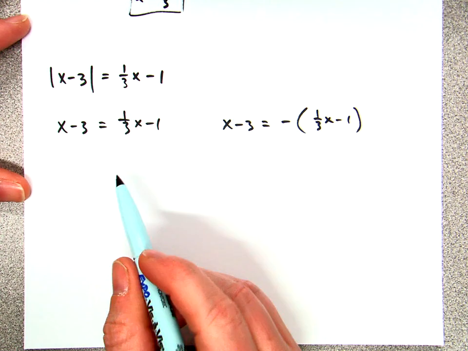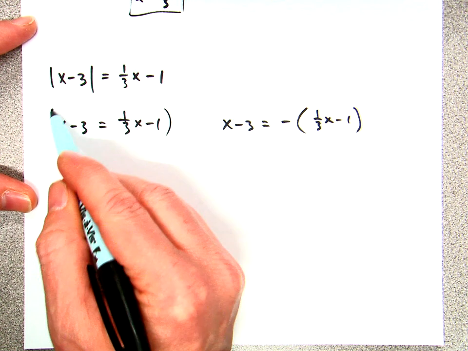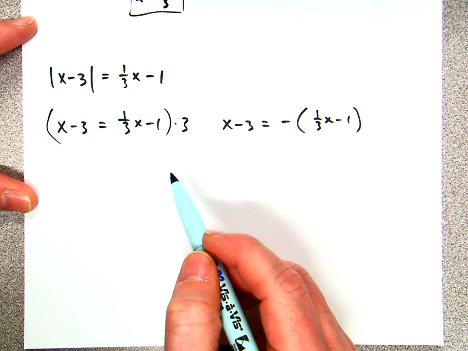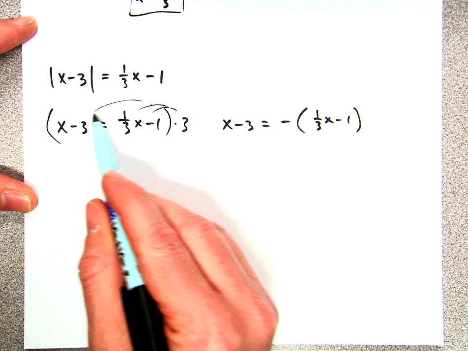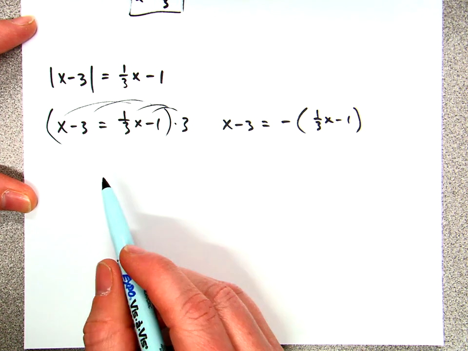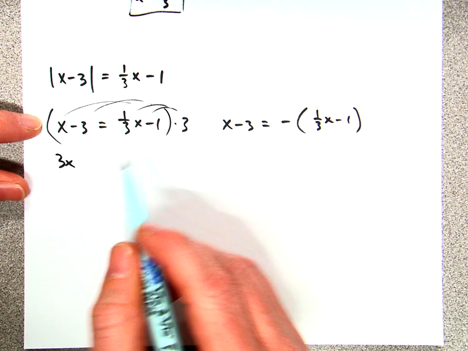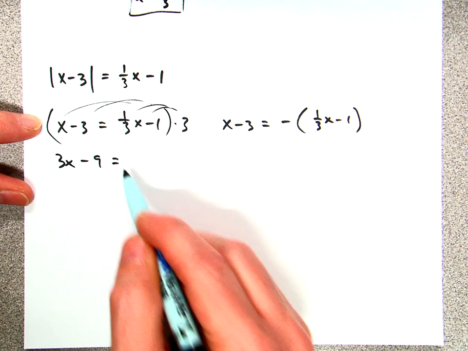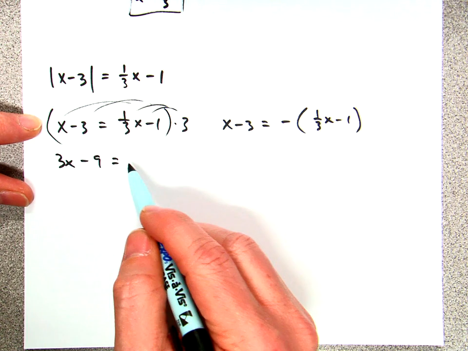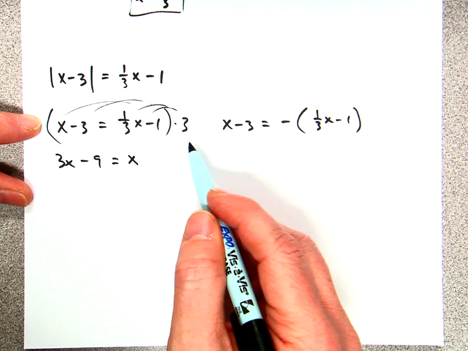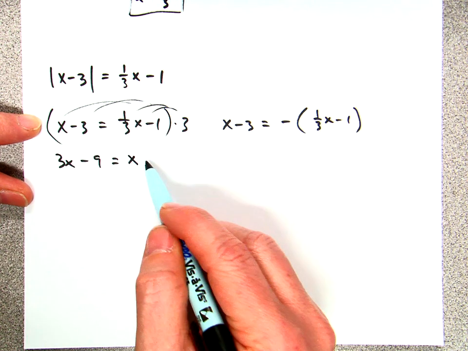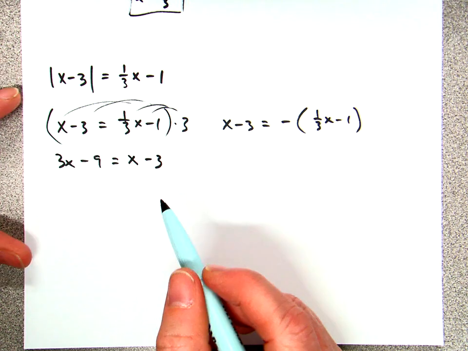Now, I don't really want to work with fractions, so what we can do is we can multiply everything by 3. And as long as I distribute here, then I won't have fractions anymore. So x times 3 is 3x. Negative 3 times 3 is negative 9. 1/3 times 3 is just 1. That's why I chose to multiply by 3. And negative 1 times 3 makes negative 3.